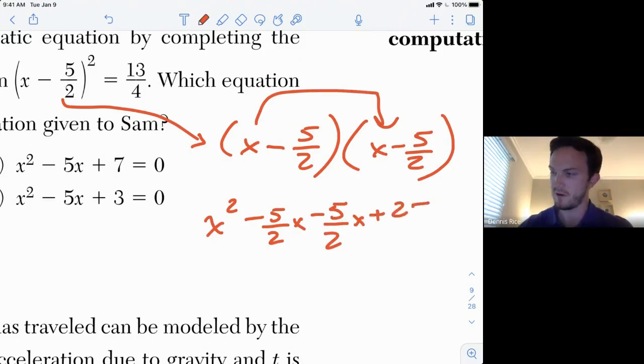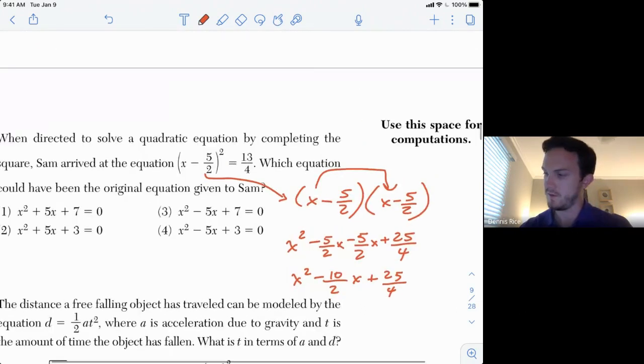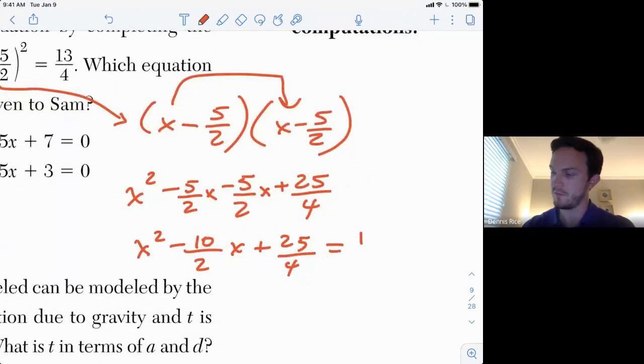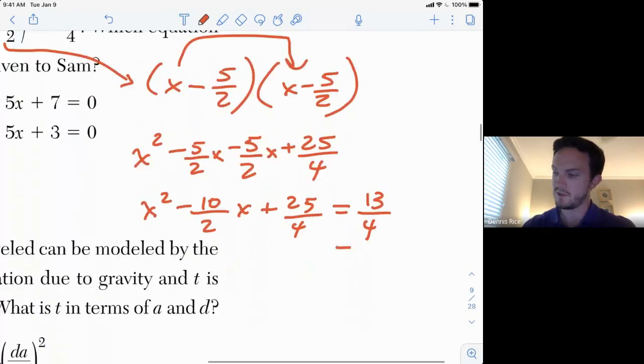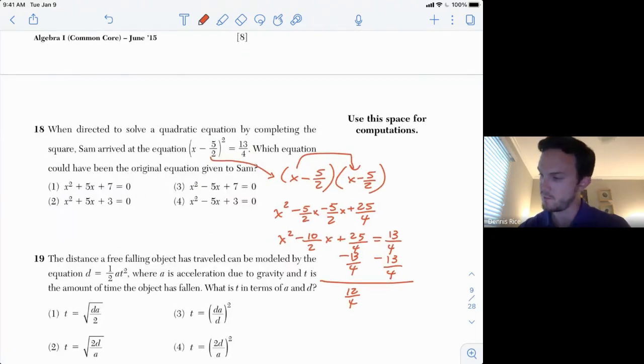And just for time, I'm going to go ahead and do it quickly. 5 over 2 times 5 over 2 is 25 over 4. You're going to get negative 10 over 2x when you combine those, which is just going to be negative 5x. So which choice do we have here? Oh, and I forgot about equals 13/4. So if you set this equal to 0, you would subtract 13/4. 25/4 minus 13/4 would be 12/4, or just 3. So the constant here is plus 3. The b value is negative 5. It's going to be choice 4.